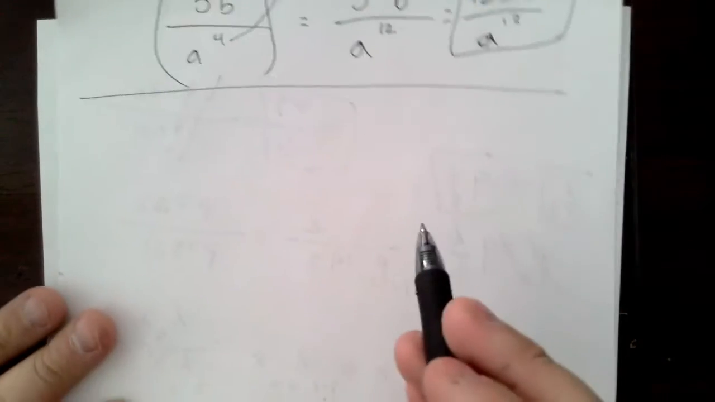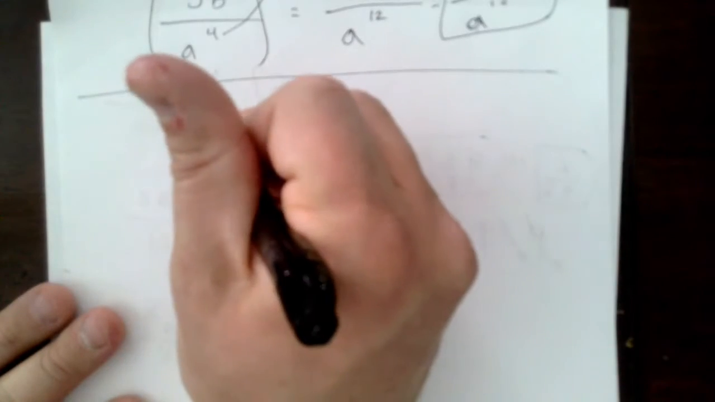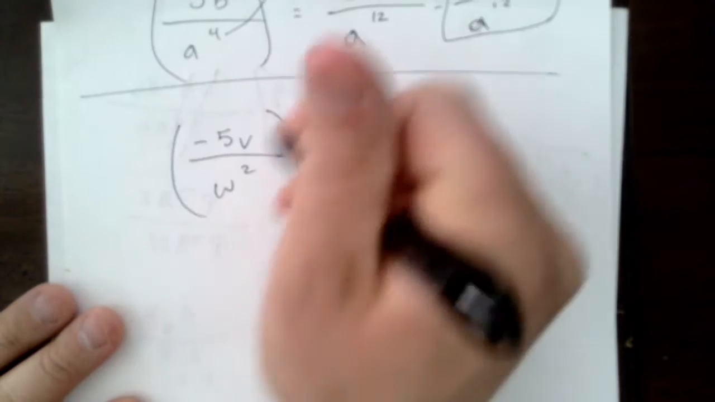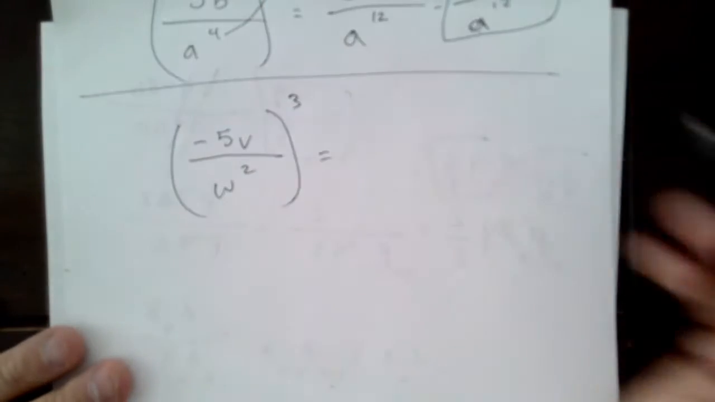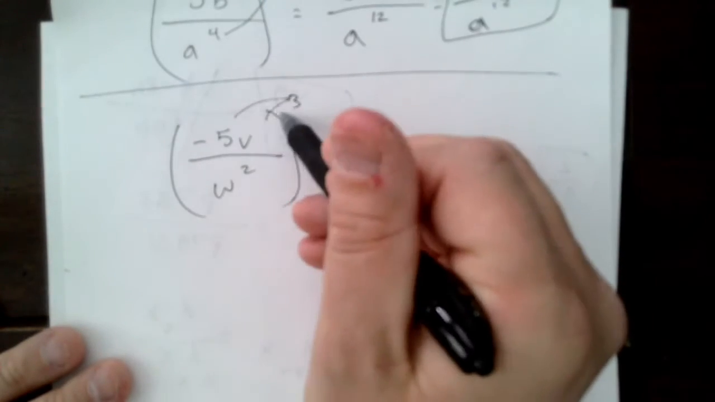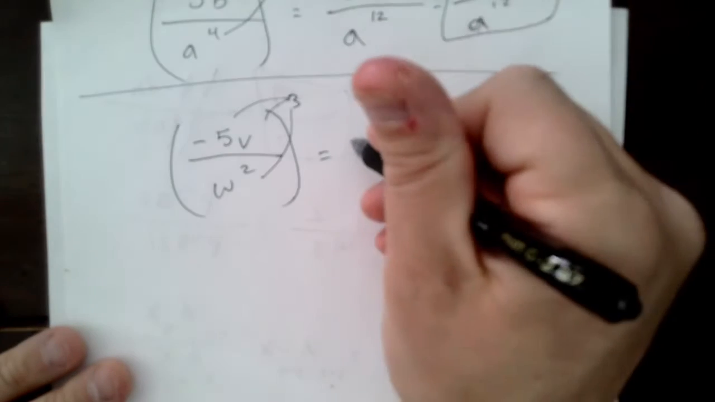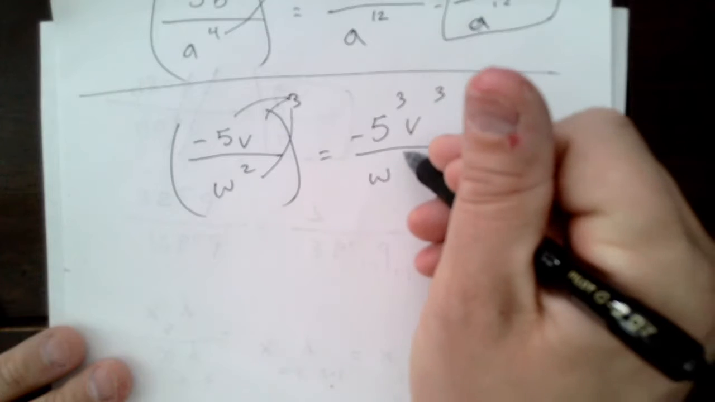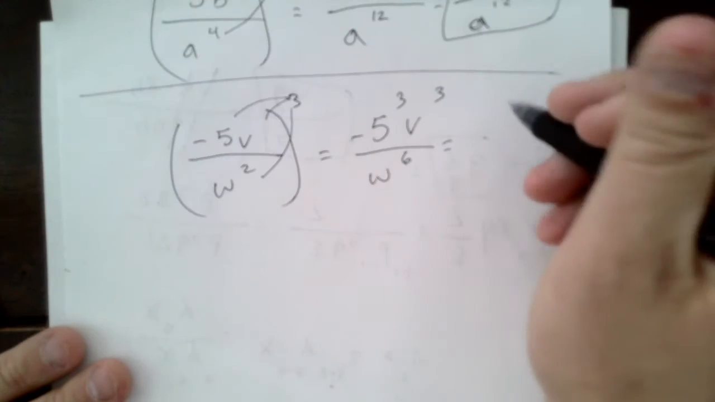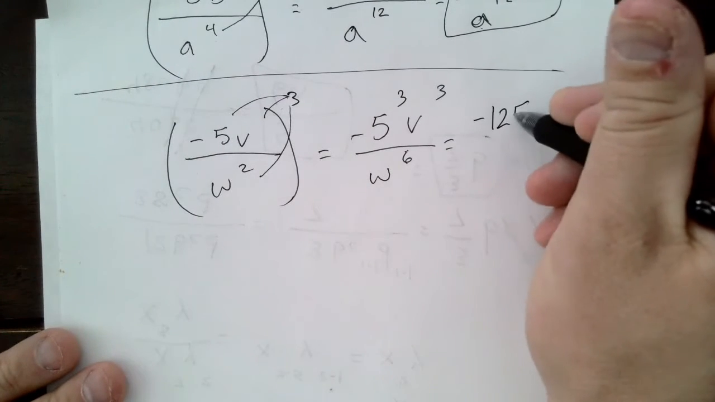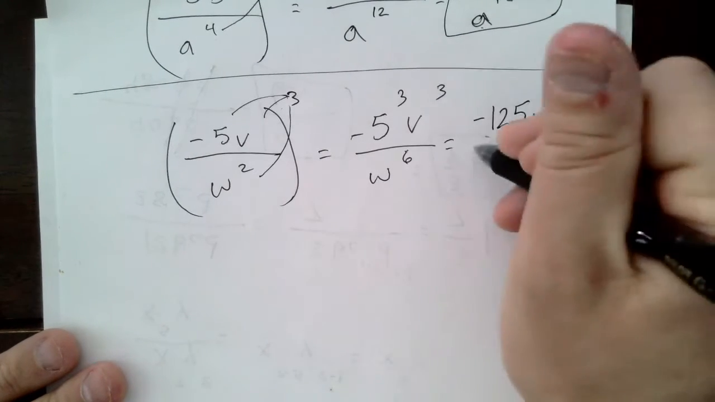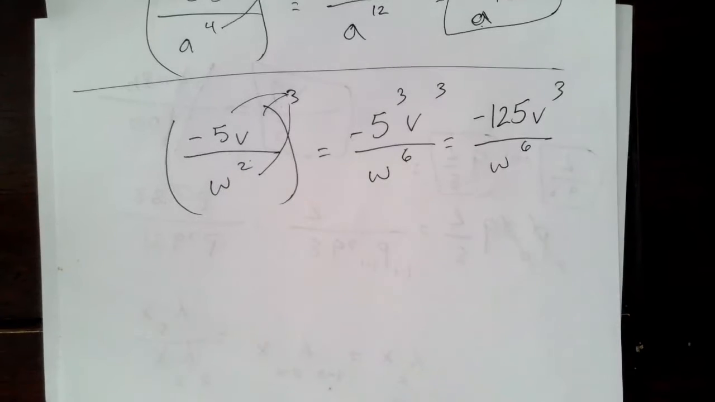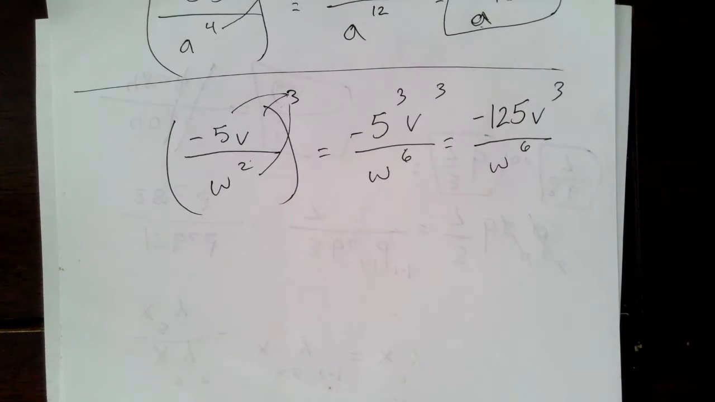So let's do another one here. If we had negative 5b over w squared, and if we had this thing cubed, that 3 would go to everything inside of this that has an exponent. So negative 5 cubed, v cubed over w to the 6th, which is going to give us negative 125 v cubed over w to the 6th. Remember, a power raised to a power, you multiply them. Okay?